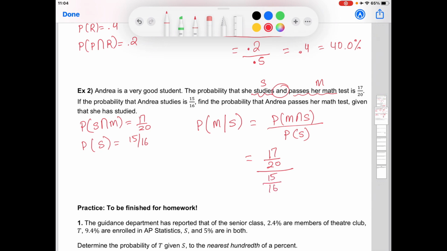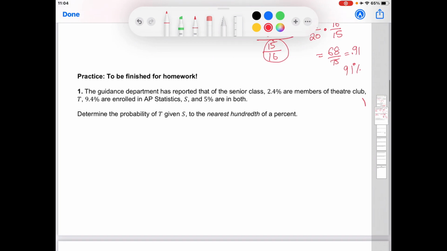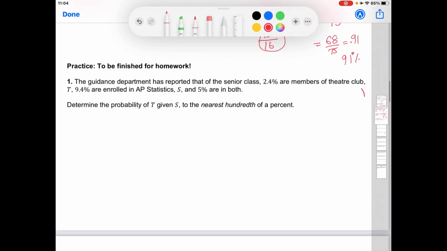You can use the calculator to do a complex fraction, or you should know how to simplify it. It's keep, change, flip: 17 over 20, division changes to multiplication, and flip this fraction. So it'll be 16 over 15. You can simplify that, and it simplifies to 68 over 75, which is the same thing as 0.91 or 91%. It didn't really tell me what to round to, so even 68 over 75 would have been an acceptable answer.